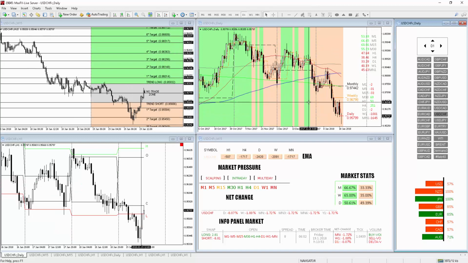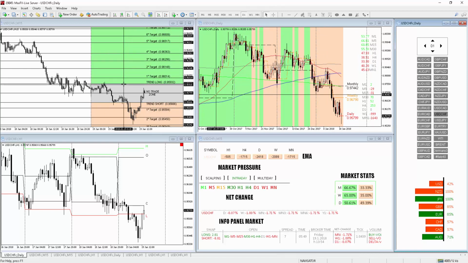US dollar Swiss franc is now presenting a daily doji after an intraday low marked at 0.9533 below yesterday's low. Now we have a bullish price action at an intraday level and a breakout of the previous highs from M30 to H4. We have an RSI above 50 up to the M30 time frame. Should the market close above 0.9593, we may have a continuation to the upside.